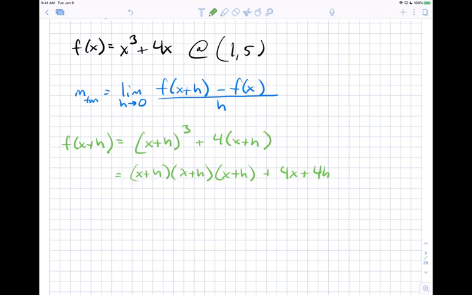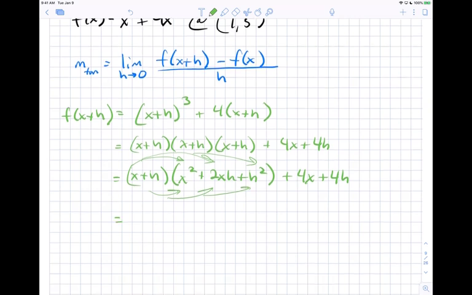I usually like to do this one in the following way. If I expand the last two with a FOIL, we're going to get x squared plus 2xh plus h squared, plus 4x plus 4h. And then we're going to distribute: x times all of these and h times all of these. So then we'll get x cubed plus 2x squared h plus xh squared plus x squared h plus 2xh squared plus h cubed plus 4x plus 4h.